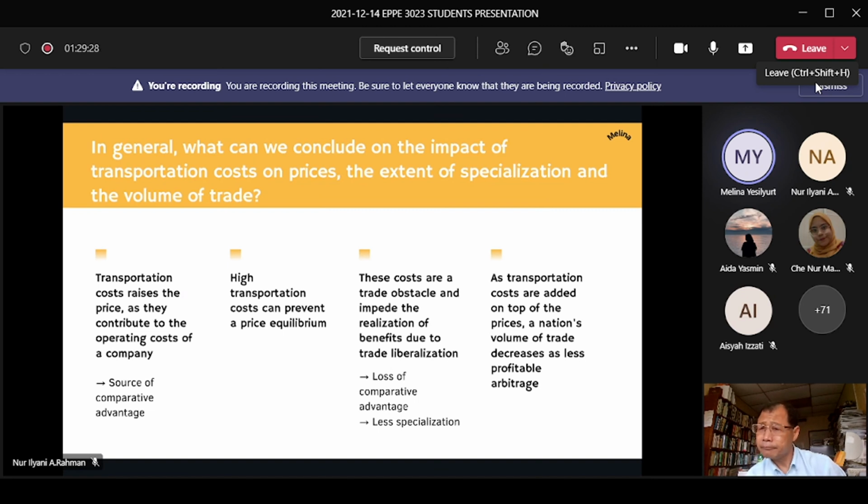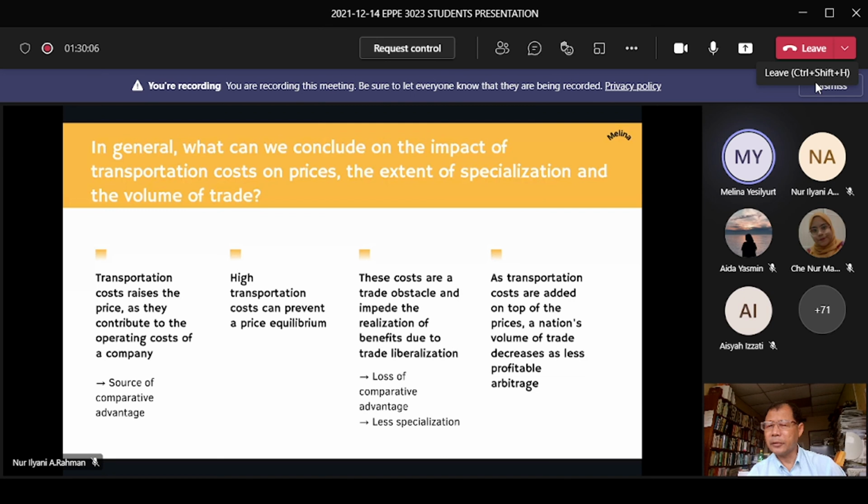So I'm going to cover our last and fourth question, which is, in general, what can we conclude on the impact of transportation costs on prices, the extent of specialization, and the volume of trade? Okay, so first, as seen by the previous example, transportation costs are a reason for an increase in price, as they contribute to the operating costs of a company, as they are added on top of the production costs. Therefore, transportation costs can be a source of a comparative advantage.